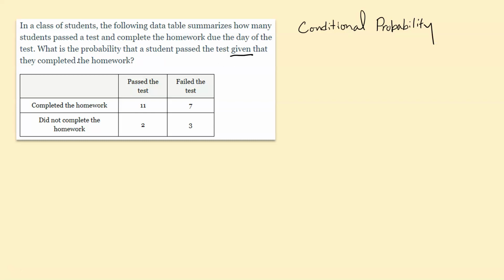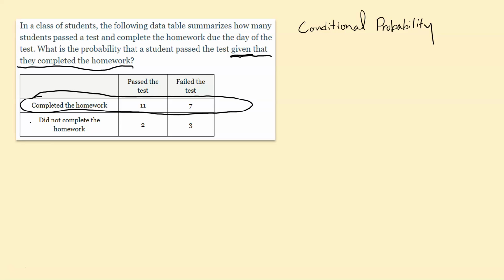So it's given that they completed the homework. So the students that we choose will 100% have completed the homework. We can only choose students that have completed the homework. So we can only select out of this group right here. So we are eliminating this group from our data set. We don't care about those students because we cannot select them.